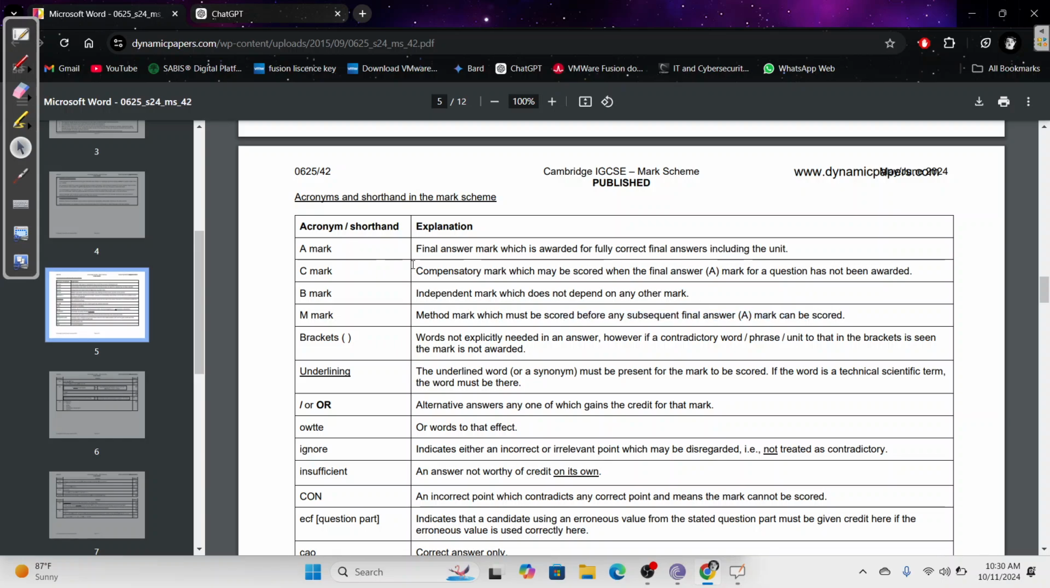This is why I say always show your working, unless it's a 1 mark question in which they'll only ask you for the A mark. But in general, always, even in 1 mark questions, show your working so you can get your M marks. Now brackets. Words not explicitly needed in an answer.